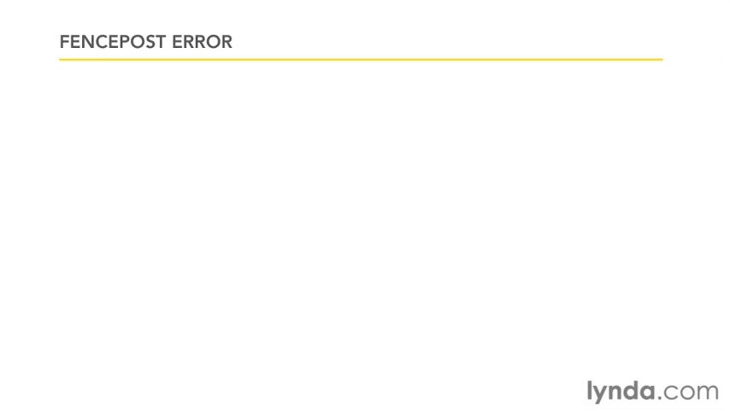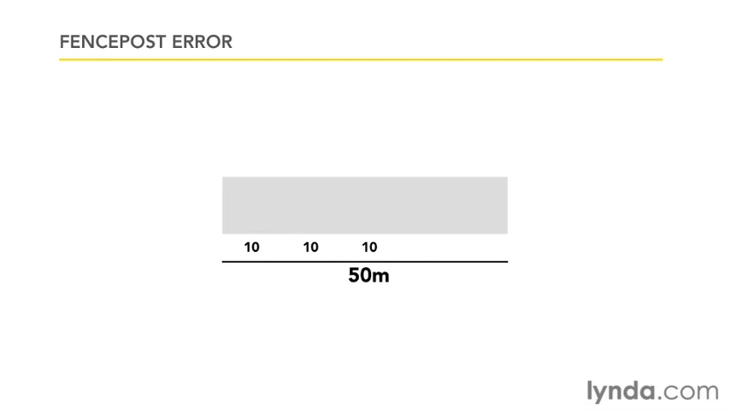This is the question that I asked earlier. You need to build a fence. It needs to be 50 meters wide, with fence posts every 10 meters. How many fence posts do you need? Now, a lot of people's gut reaction is 5. Some say 7. But the answer, of course, is 6.